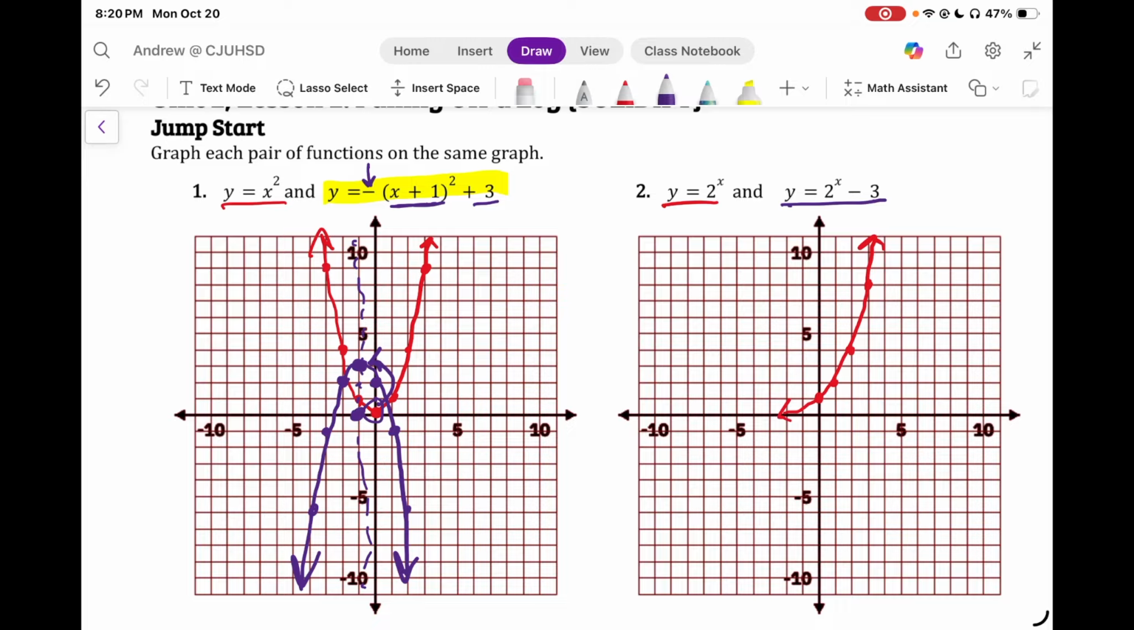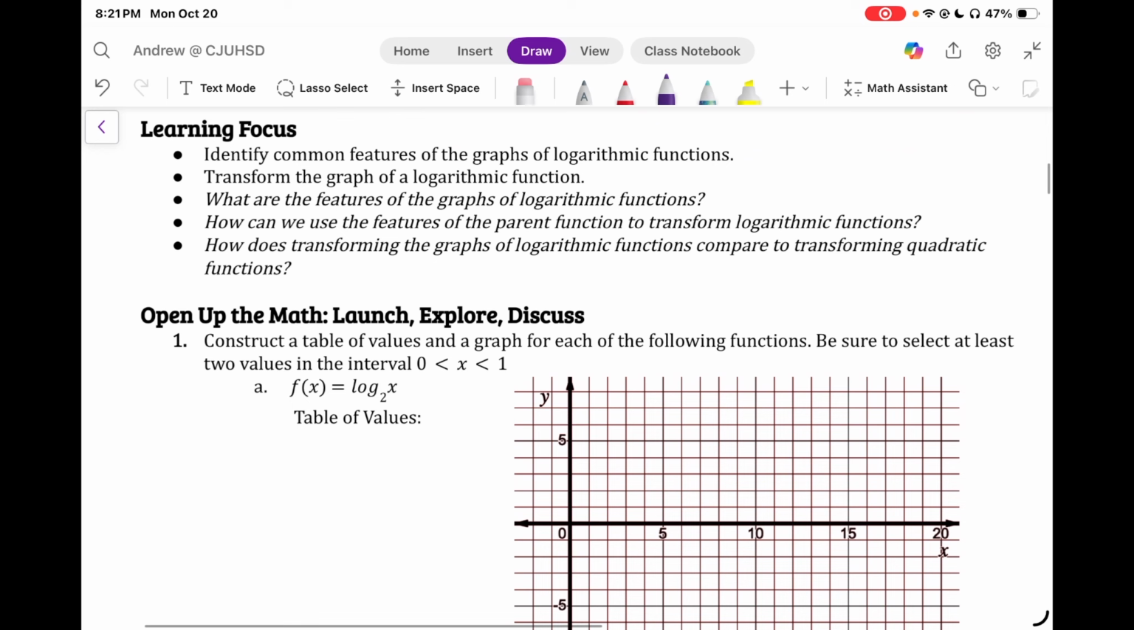This new exponential is the same points moved down 3 units, including the asymptote. So the asymptote is down 3 units. It's moved down to here. And we move every point down 1, 2, 3. Okay, so that's the key to doing transformations. Now let's jump into the lesson.